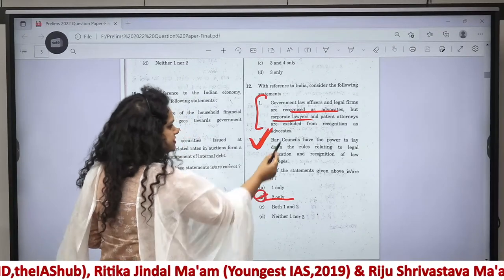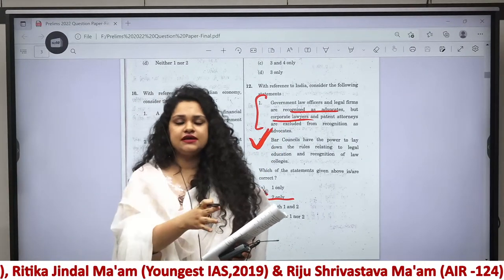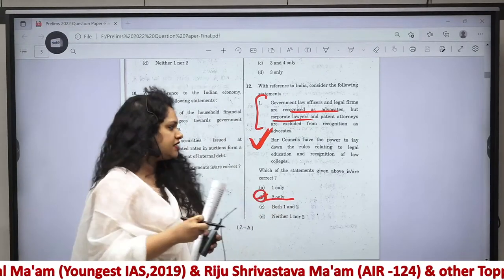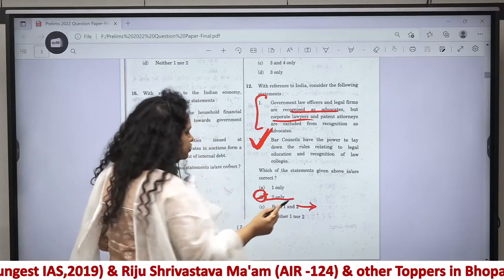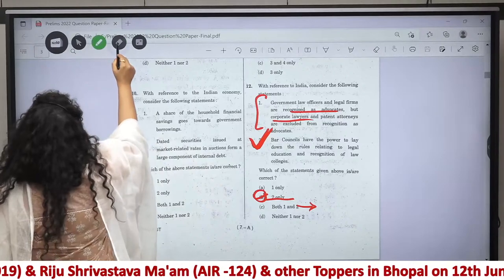With respect to this, the jury is still out, and according to us, the right answer is 2, and we still believe that corporate lawyers can be categorized into the box of advocates. So for us this is it, but you may never know, the other may also be the correct answer. So we're parking it for now here. Let's move on to the next.